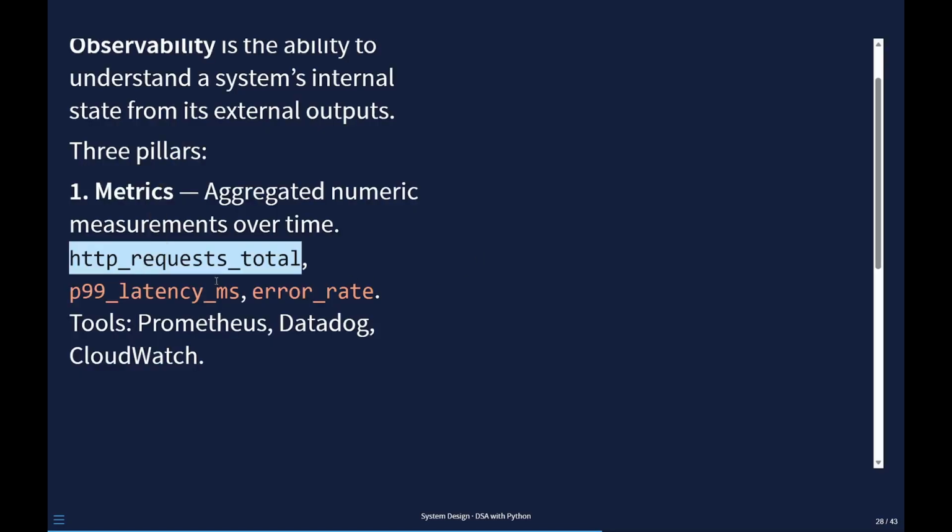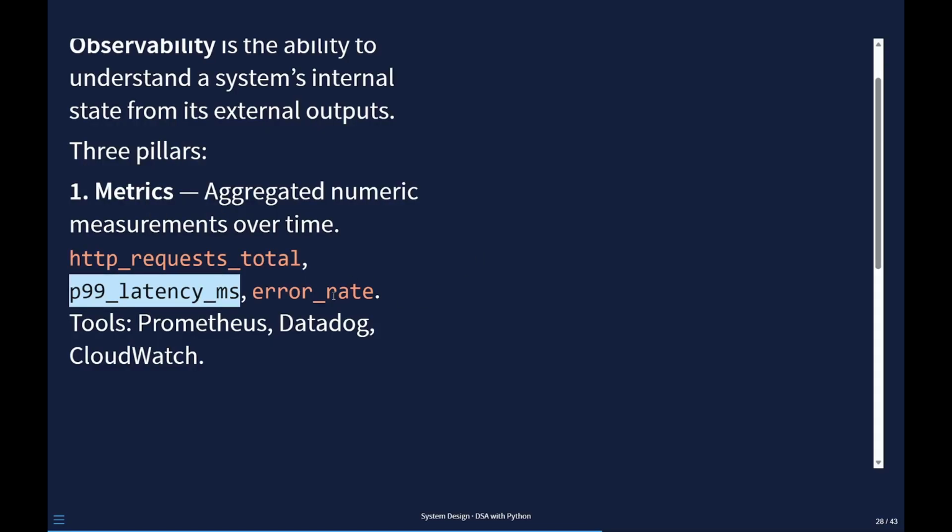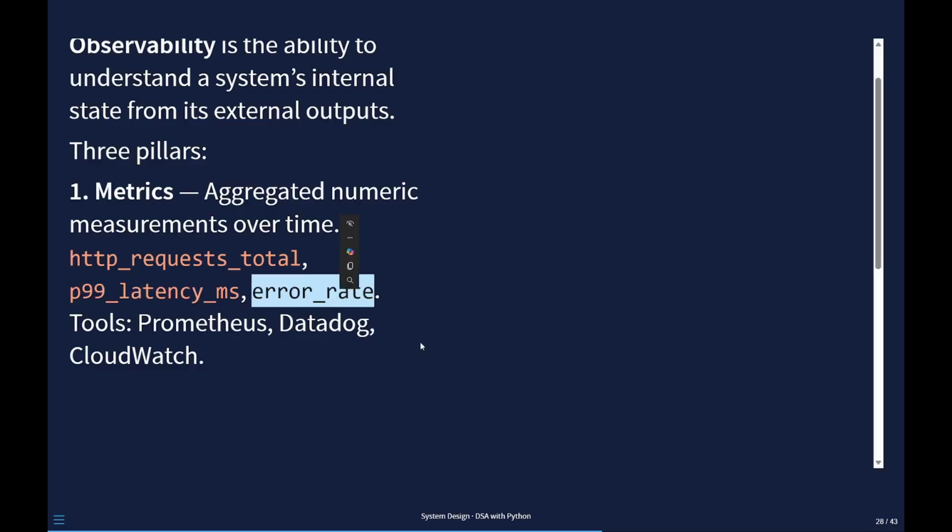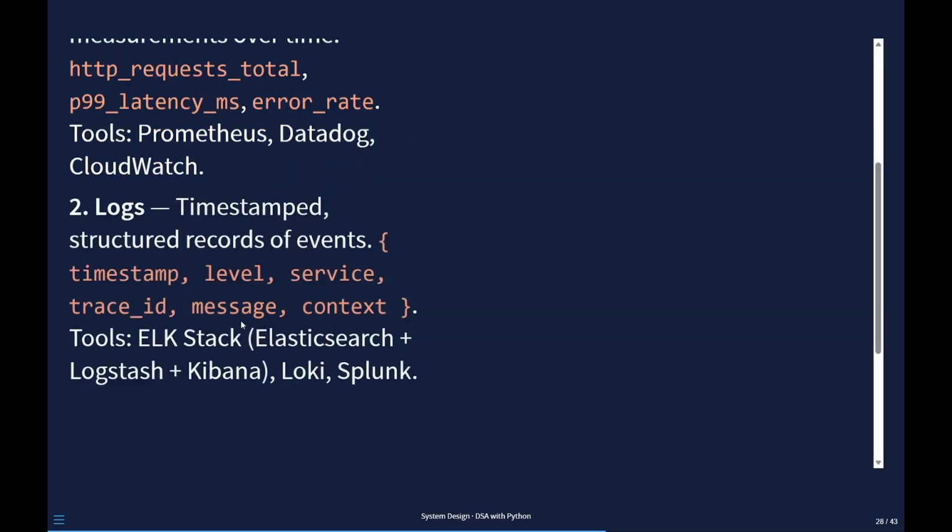HTTP_requests_total. P99_latency_ms. CPU_utilization. Error_rate. Metrics are cheap to store and fast to query. They tell you that something is wrong. Tools. Prometheus, Datadog, CloudWatch. Click logs.